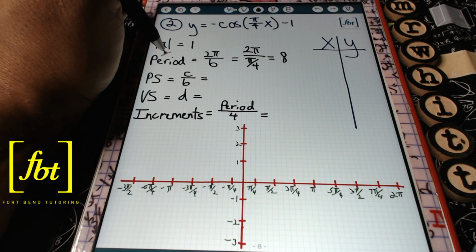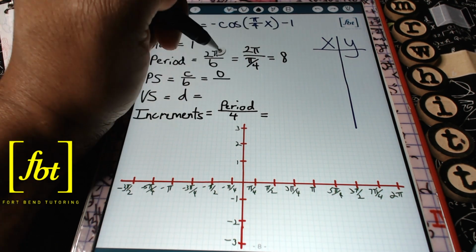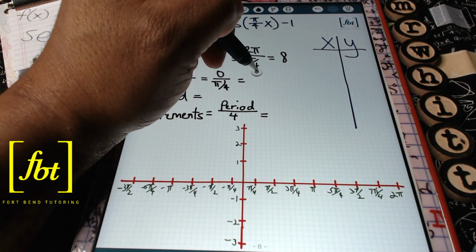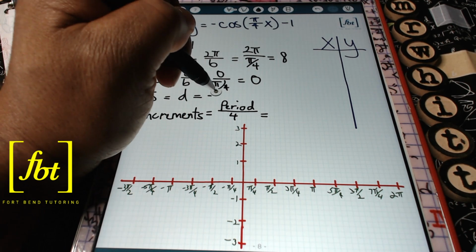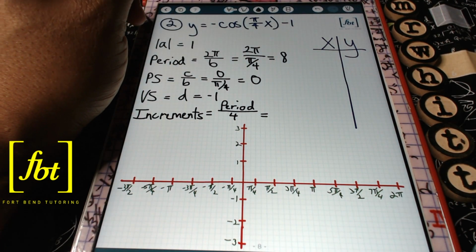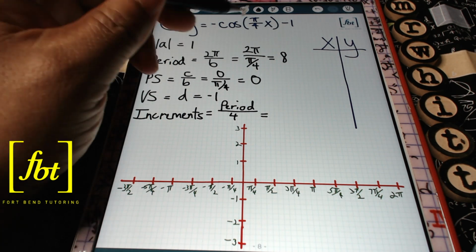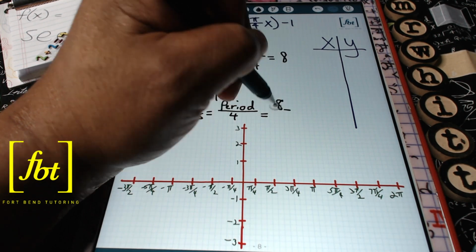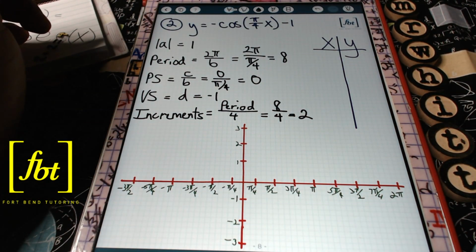Your phase shift is going to be the quotient of c divided by b. So your c value is 0 divided by your b value, which is pi over 4. And 0 divided by any other number is 0. Your vertical shift in this case is -1, which means that the entire function will be moved down 1 vertically. And then your increments are going to be your period divided by 4. So our increments are going to be 8 divided by 4, which is 2. So my increment value is 2.